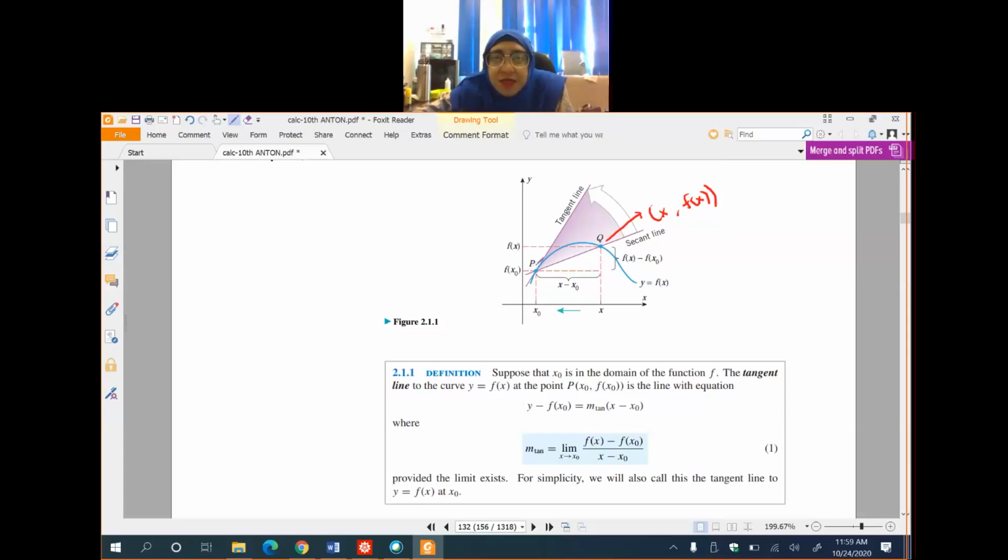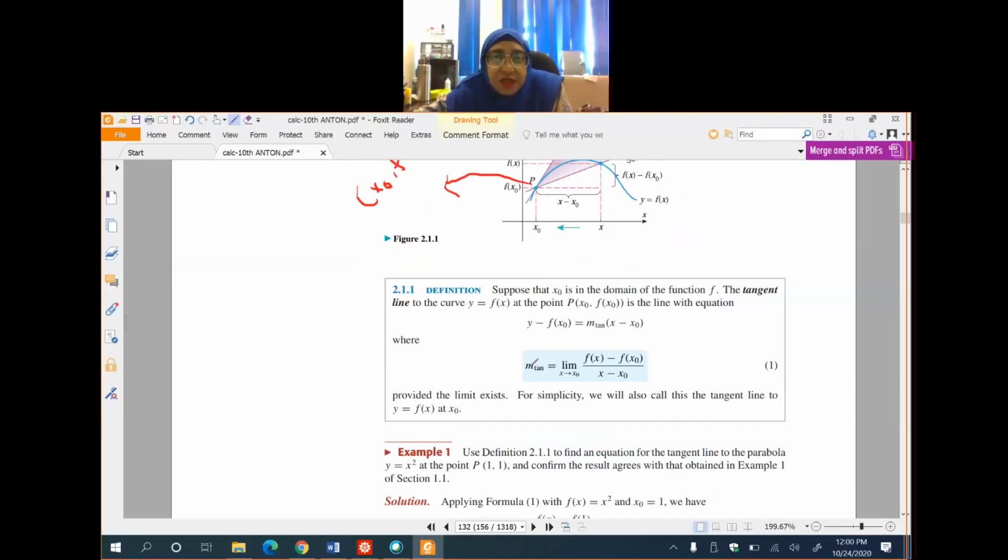And then for P, which is a fixed point, the coordinate of it is x naught, comma, f of x naught. So this is how we get these two functions, f of x and f of x naught. They deal with the y coordinate of both points P and Q. And then x and x naught are the x coordinates. X naught is the coordinate for P, and x here is the coordinate for Q. Okay, so I hope that is clear.